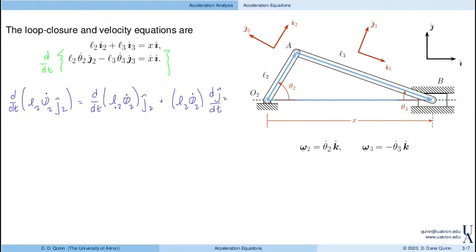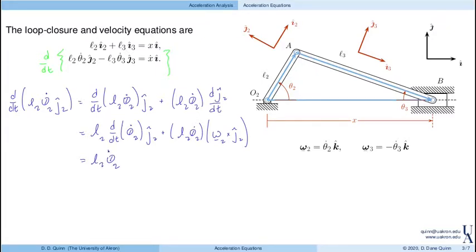Now, looking at this first term, L2 is constant, but theta 2 dot could potentially change. So we end up with the derivative of theta 2 dot in the J2 direction. And now, for this second piece, well, go back to our vector derivatives. This is the angular velocity of link 2 cross J2. Next step, the derivative of the velocity is going to be the second derivative. So we'll just write this as L2 theta 2 double dot in the J2 direction. And then L2 theta 2 dot, and the angular velocity is theta 2 dot in the K direction cross J2.